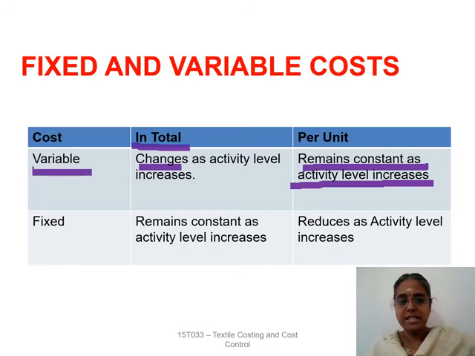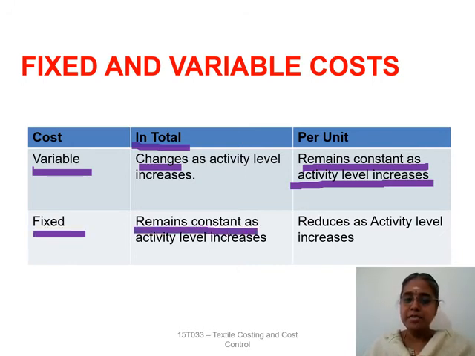The ratio remains the same, whereas in fixed cost, it remains the same. But when you produce more, then your cost per unit reduces. If you are paying a rent of 10,000 rupees and you are producing 1,000 products, then by dividing it, you get per unit 10 rupees. But you are paying the same, it remains constant.